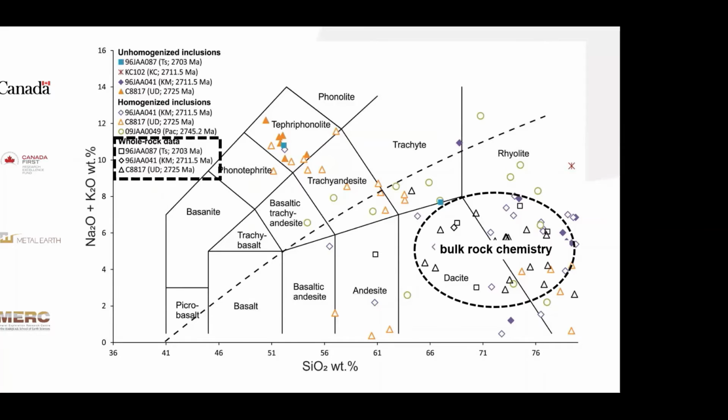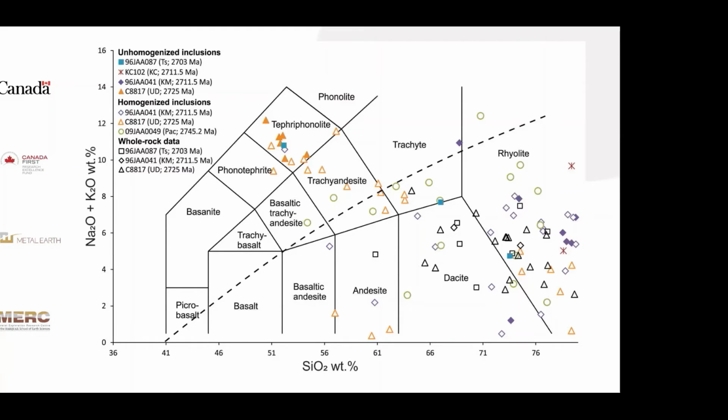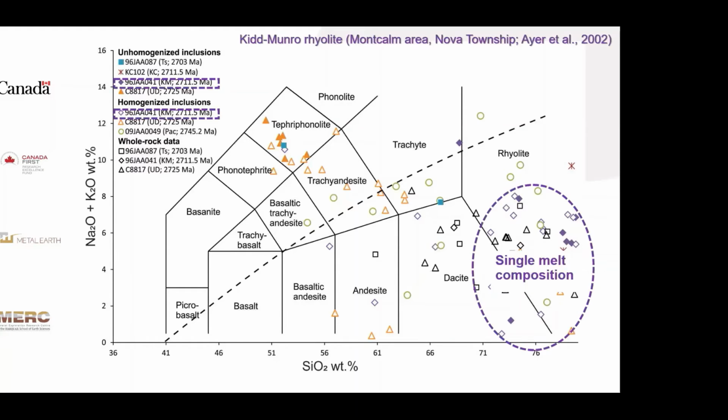One is that when we look at bulk rock chemistry and compare that to melt inclusion chemistry, we do see many examples in lithologies, for example, in the Kidd Monroe assemblage, where we see only evidence of a single melt composition recorded, which is broadly consistent with the bulk rock chemistry for those specific lithologies. We don't see bimodality.